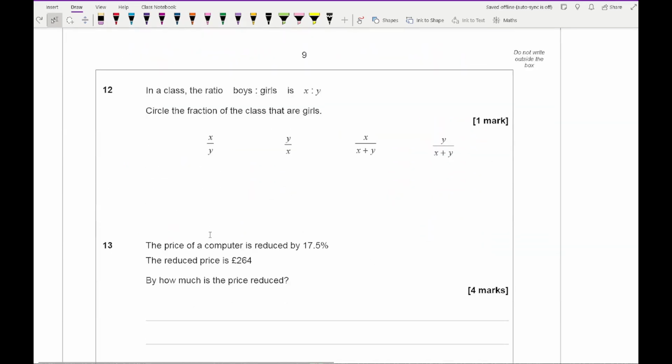Moving on to question 12, it says, in a class the ratio of boys to girls is x to y. Circle the fraction of the class that are girls. So here we've got boys, which is x, girls, which are y, and the total, which is x plus y. Now to work out the fraction of the class which are girls, is going to be the girls over the total. So it's going to be y over x plus y, which is our fourth option.